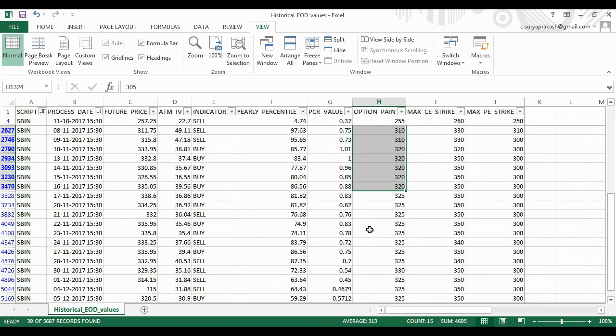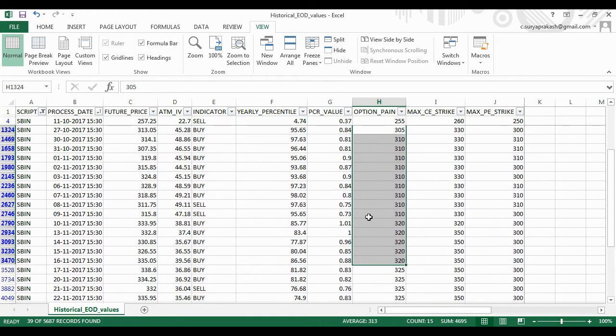So here we have a difference that is coming throughout. It is not always good to follow this option pain. This is just acting as a reference. So be very careful. This sheet is mainly used for learning purposes, to see how it behaves.